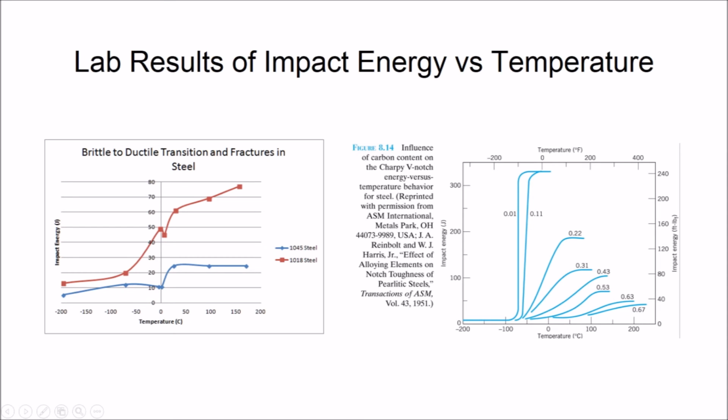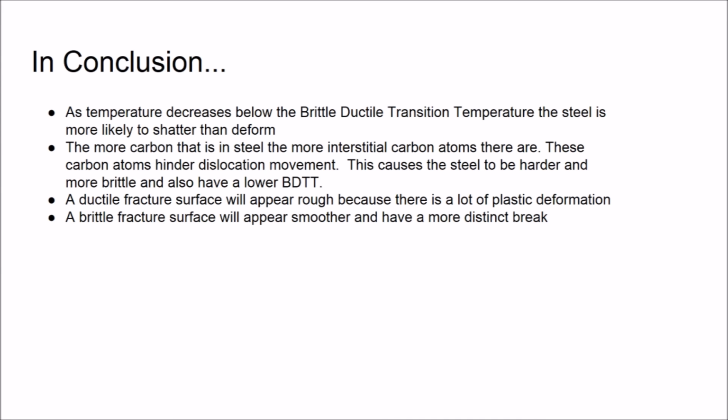The graph also shows that as temperature decreases past the brittle ductile transition temperature, BDTT, the impact energy rapidly decreases, meaning the steel has a higher chance of shattering instead of deforming when the temperature is lower than the BDTT. In conclusion, as temperature decreases below the brittle ductile transition temperature, the steel is more likely to shatter than deform.